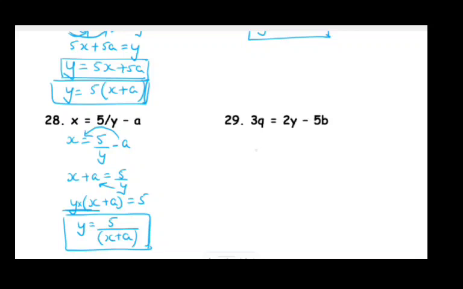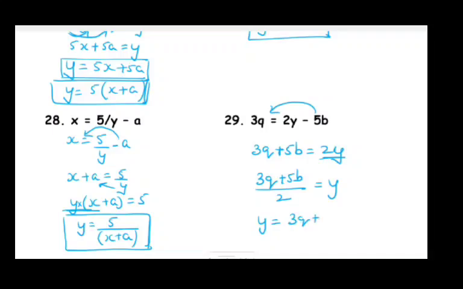Last sum, 3q. Let's shift the 5b. 3q plus 5b is equal to 2y. Break the multiplication out here. 3q plus 5b upon 2 is equal to y. Y is equal to 3q plus 5b upon 2.